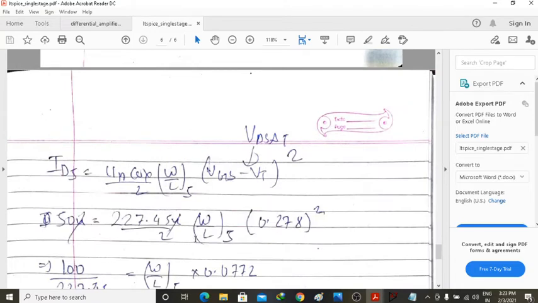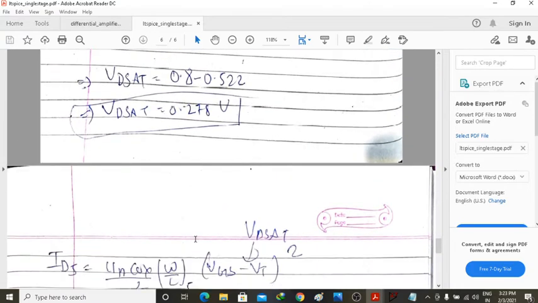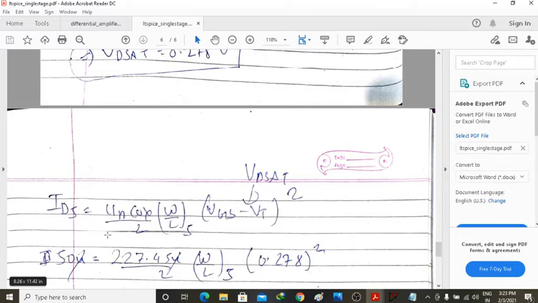Now that we have the VDsat value, you can see that ID5, the current through the fifth MOSFET, is equal to un Cox by 2 times W by L5 times (VGS minus VT) whole square, which is clearly equal to VDsat whole square.